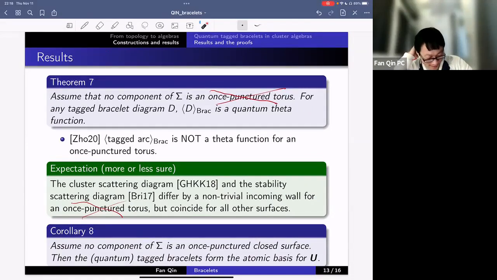Yes, I mean, yes. This atomic basis, I think, is a very unpleasant part. We are talking about the so-called Fock-Goncharov conjecture. Usually it is a question whether the theta functions form a basis for the upper cluster algebra or not.